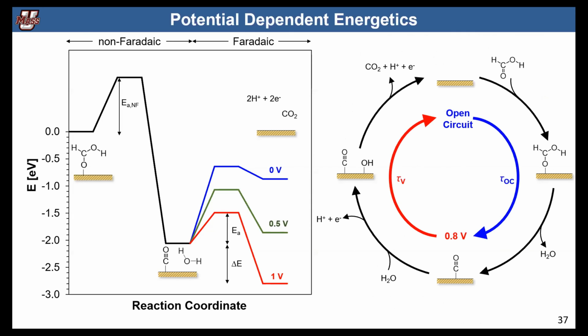So conceptually, what we think is happening over here is that you are adsorbing your formic acid, you are then forming CO, and this is the time you spend at open circuit, and then you apply a potential, and that lets you form your oxidizing species, and then you get your CO2 off the surface. So what we want to understand now is what's happening, and also to be able to tune the time we're spending at both of these conditions to maximize our turnover frequency.